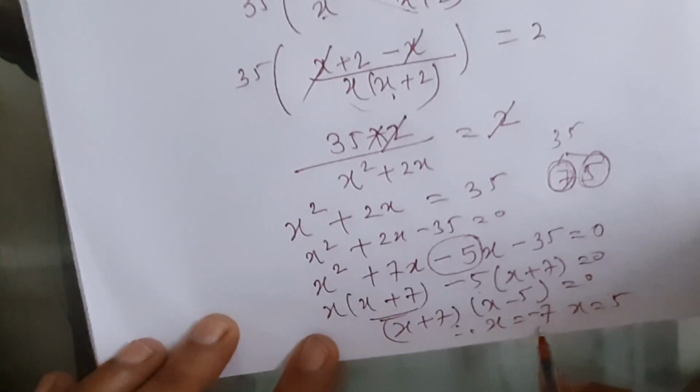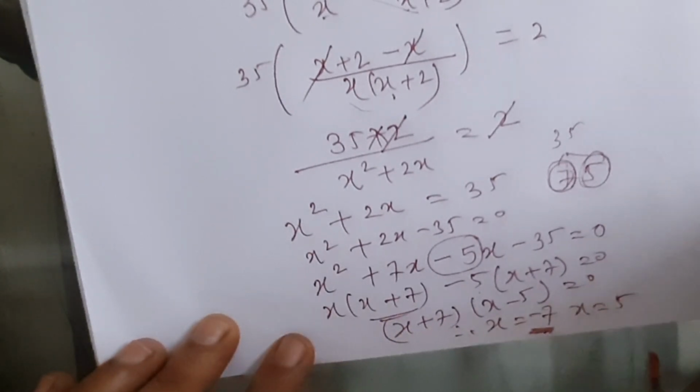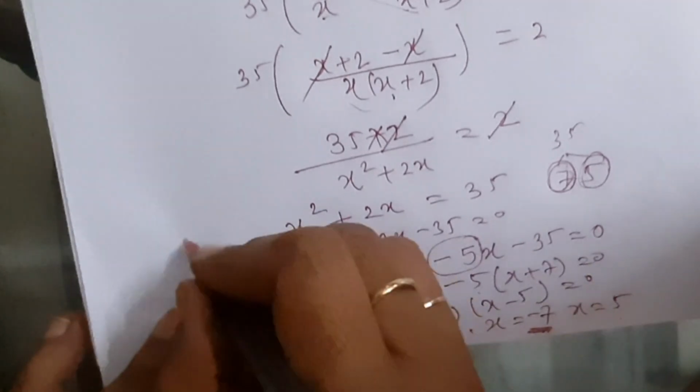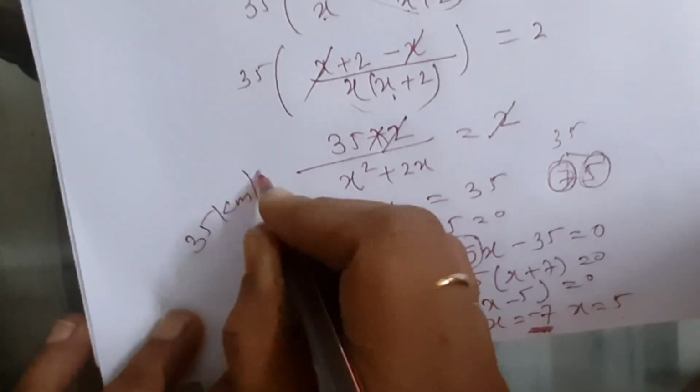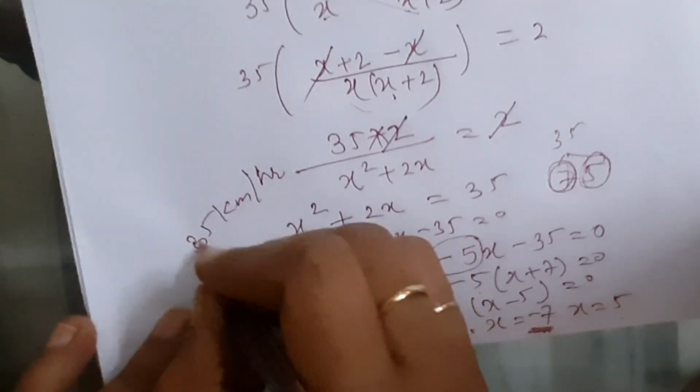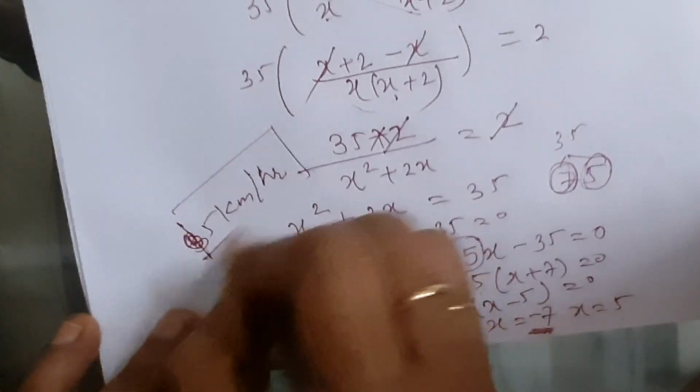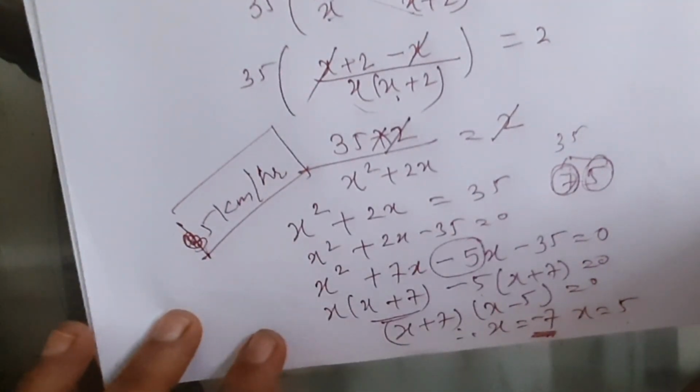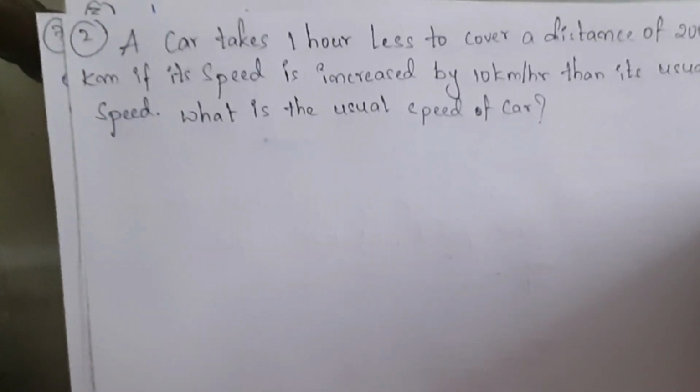We got the speed. Speed cannot be negative. So you need to write the statement: speed cannot be negative. So the usual speed of the cyclist is 5 km per hour. This is our final answer. Hope everyone understood. Now, let's start with the second question.